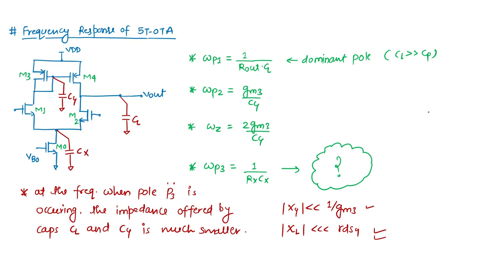Because 1 upon GM3 itself is a low impedance. 1 upon GM3 is also low. Maybe XCY at that point of frequency is of the order of 1 upon GM3, or it can be lesser also. So I am considering it is much lesser. So what we will see exactly, the diagram should not be exactly like that. Okay. So what should be there?